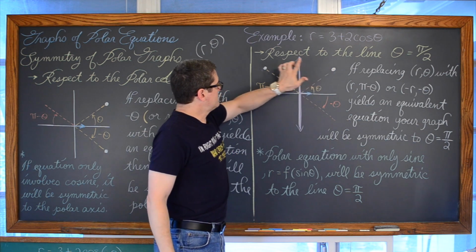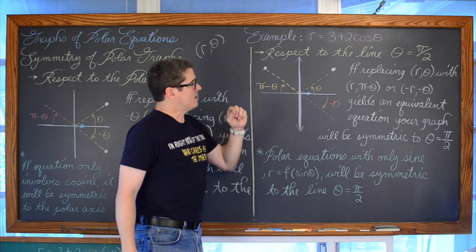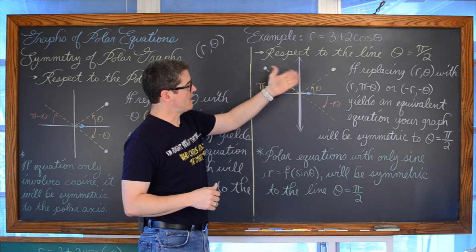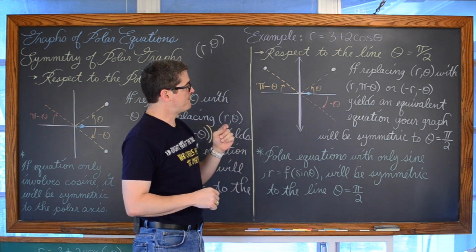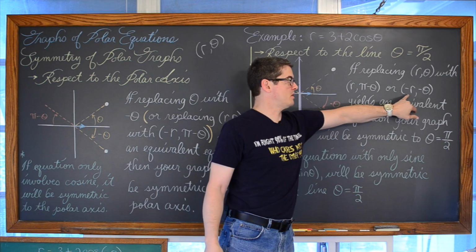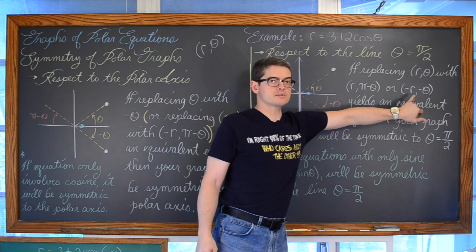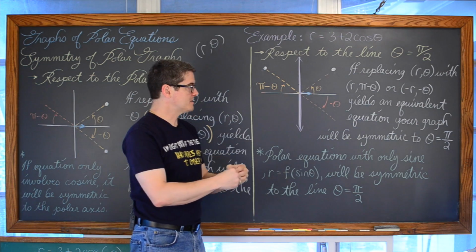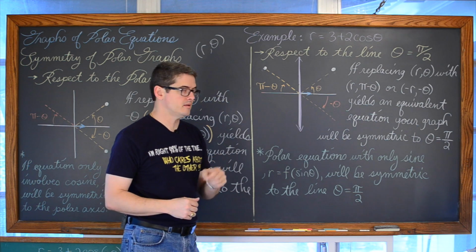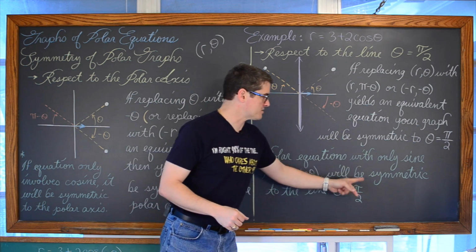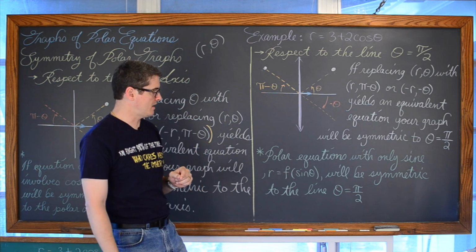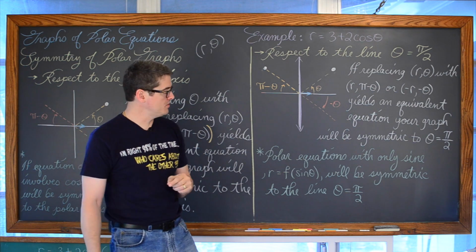And that symmetry, that reflection over the line theta is equal to pi over 2, can be identified ahead of time, before you start actually making the graph, if you replace (r, theta) with (r, pi minus theta), or (negative r, negative theta). This is going to be the one that we use the most in our examples in this video. If you can plug those in, simplify, and get an equivalent equation, then you're guaranteed to have symmetry to the line theta is equal to pi over 2. Any polar equation that just involves sine will have symmetry to the line theta is equal to pi over 2.